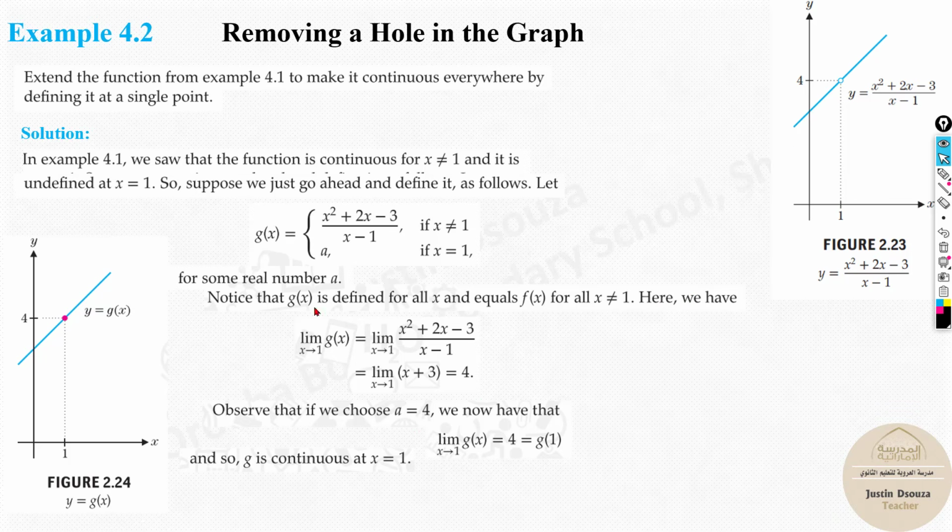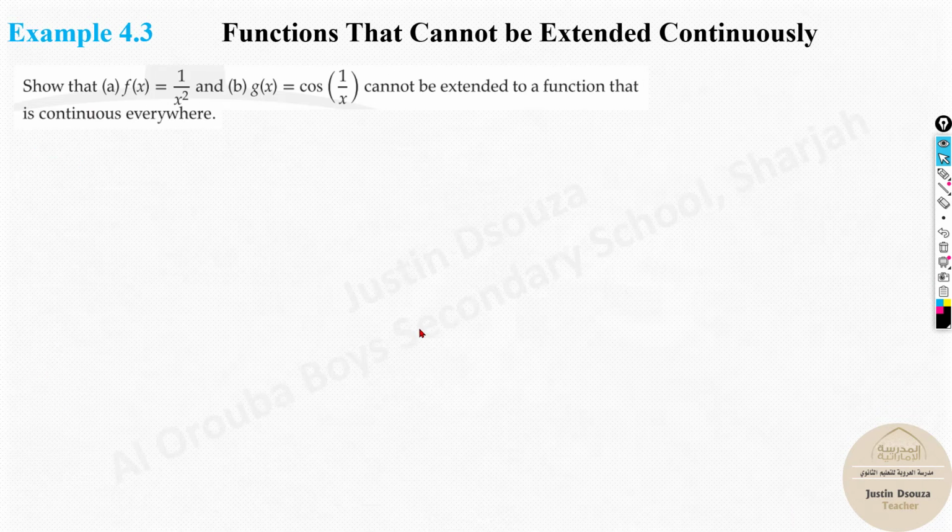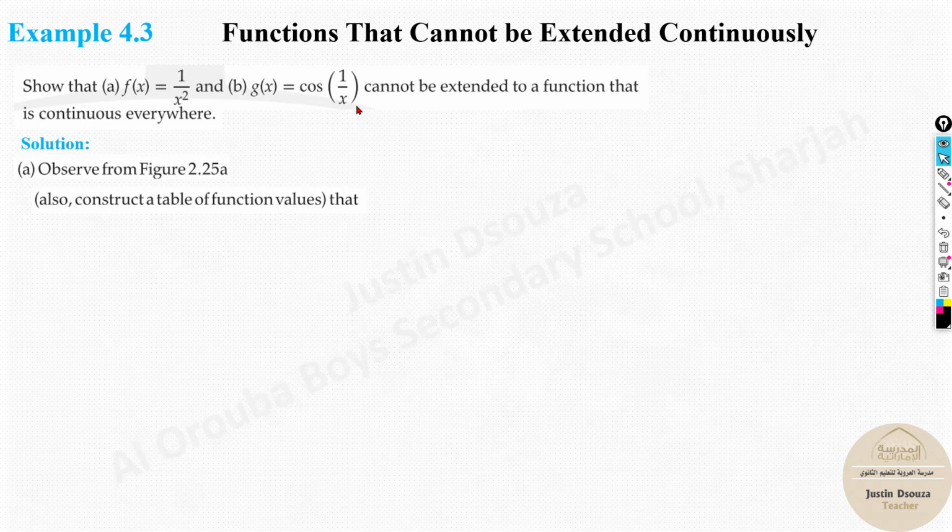So over here in this case g is continuous, so we have found the limit. And over here we have another function where we have two functions, f of x and g of x. f of x is 1 by x squared, g of x is cos 1 by x. Neither can be extended to a function that is continuous everywhere. So we need to show that both cannot be extended.